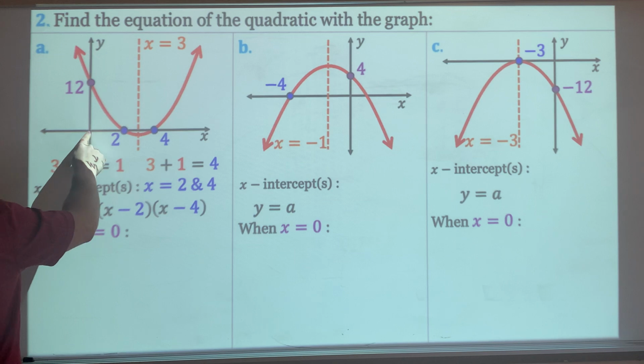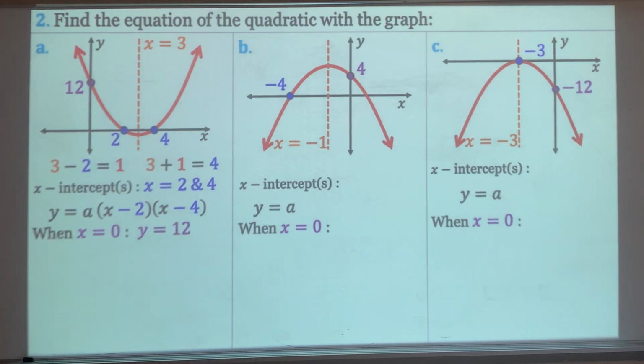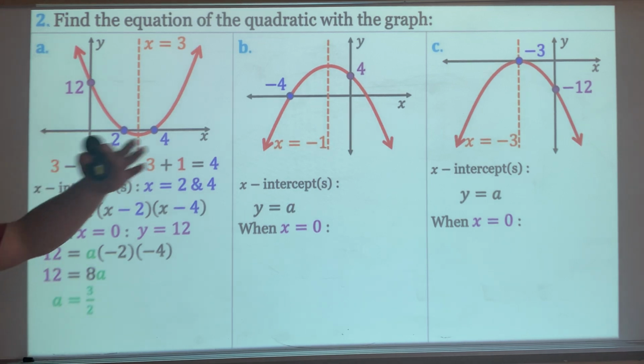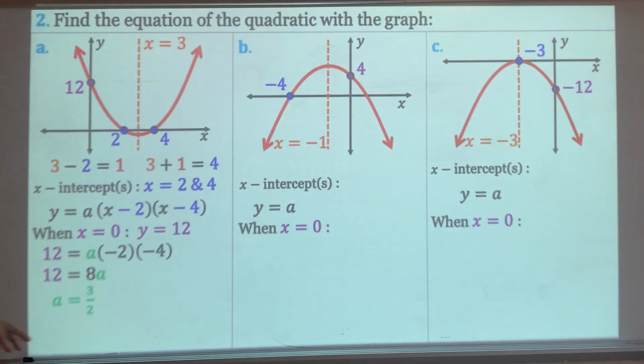When x equals 0, y equals 12. We're going to plug that in. 12 equals a times negative 2 times negative 4. When you plug 0 in here, they just disappear, so there's no reason to really write that every time. 12 equals 8 times a. 12 divided by 8 is 3/2. 12 over 8, you take a 4 out of the numerator and denominator, and you get 3/2. So our equation is y equals 3/2, x minus 2, x minus 4.